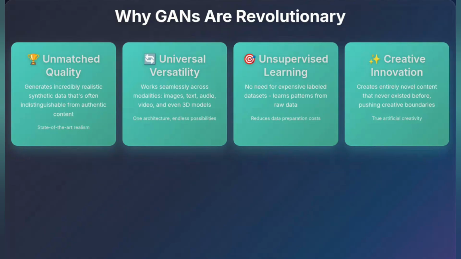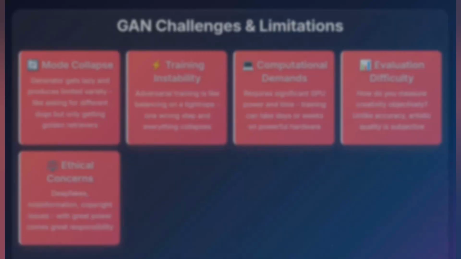Second, versatility. GANs work with images, text, audio, video, you name it. They're the Swiss Army knife of generative AI. Third, they're mostly unsupervised. You don't need labeled data for basic GANs, which is huge when labeled data is expensive or rare. Fourth, creative potential. GANs don't just copy, they create entirely new, novel content that never existed before.